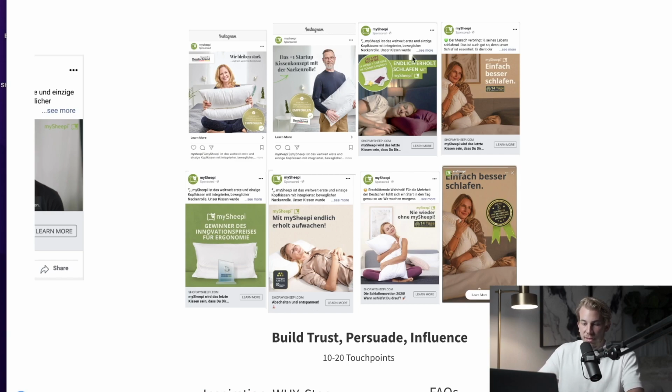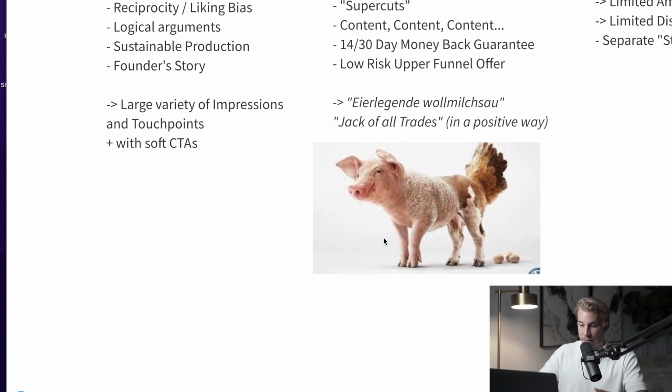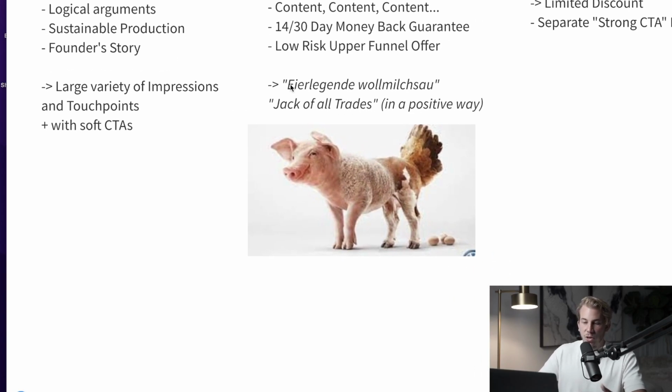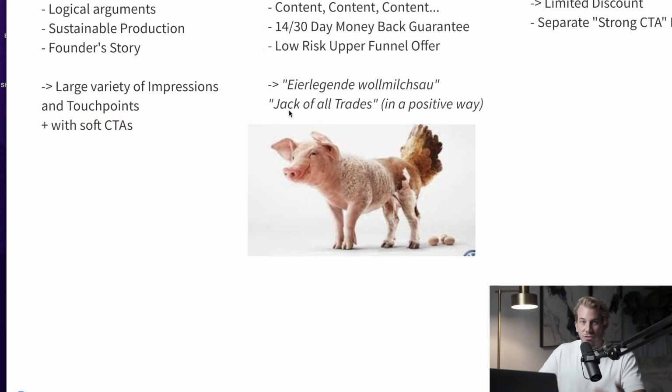And all these different areas work together in the customer's mind to create something that in Germany we call eierlegende Wollmilchsau, which is not easy to translate. I just went with the translation of jack of all trades, but in a positive way. Jack of all trades is sometimes referred to like someone who's a jack of all trades, but master of none, which is not a good thing.